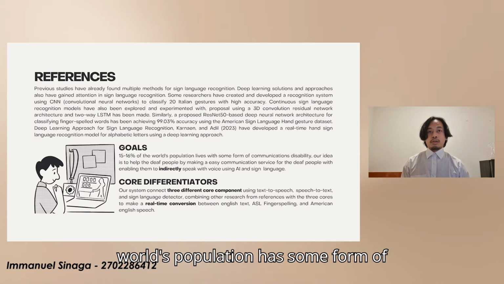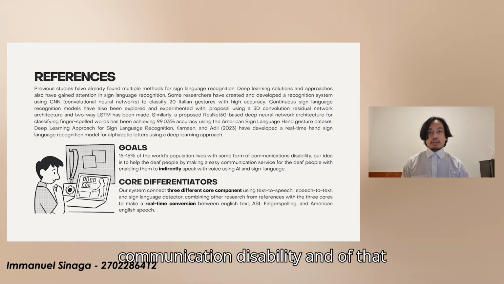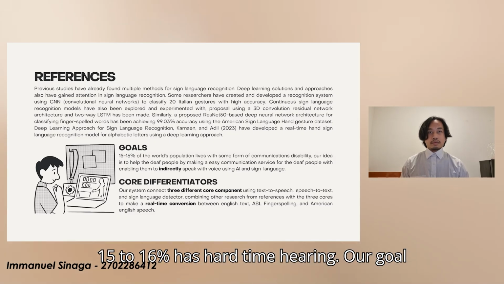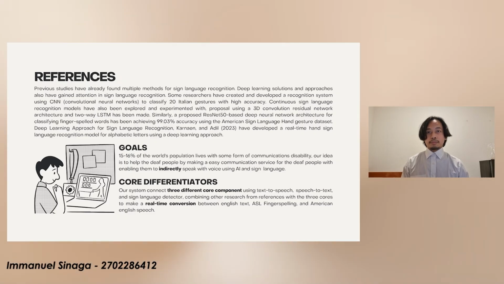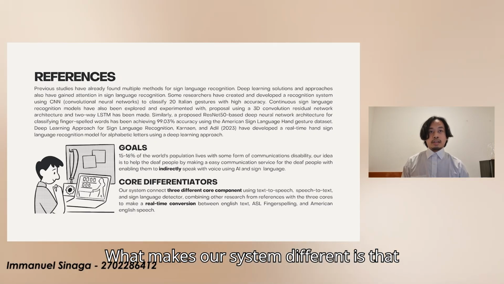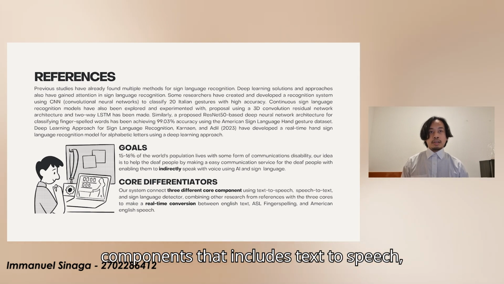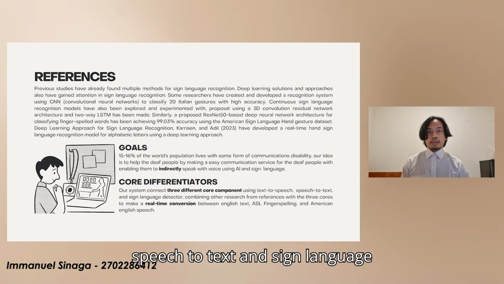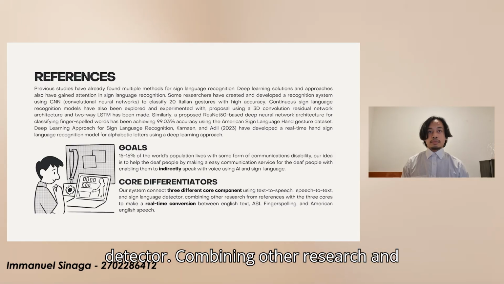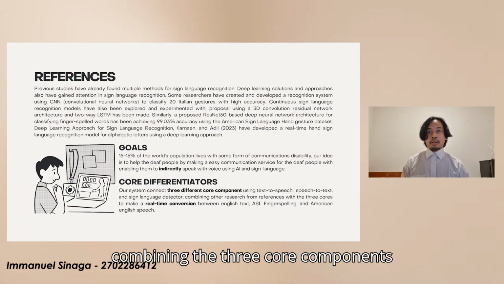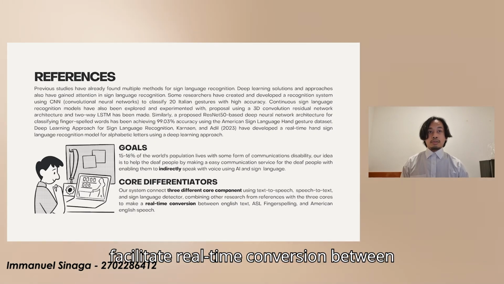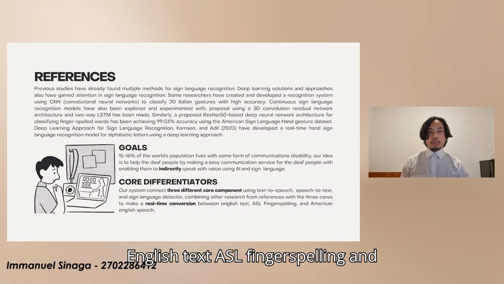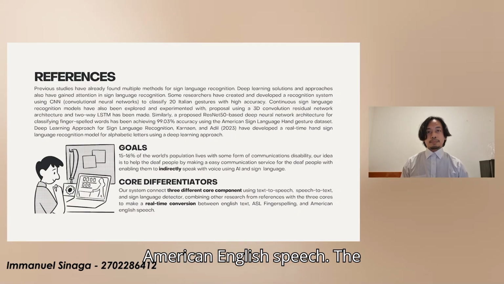15 to 16% of the world's population has some form of communication disability, and of that 15 to 16%, some have a hard time hearing. Our goal is to make communication easier, especially for those hard of hearing. What makes our system different is that we are using three different core components that include text-to-speech, speech-to-text, and a sign language detector. Combining other research and the three core components mentioned earlier, the system can facilitate real-time conversion between English text, ASL fingerspelling, and American English speech.